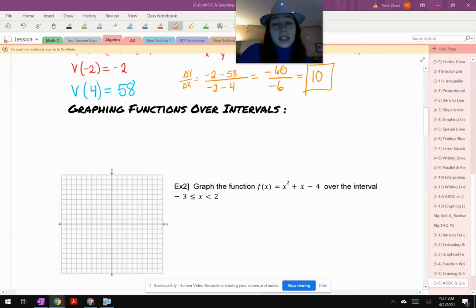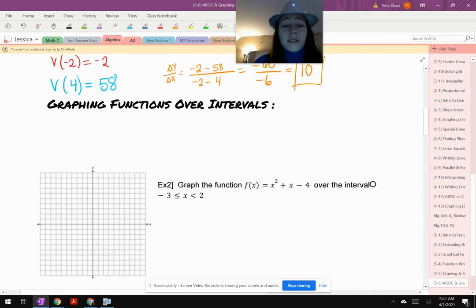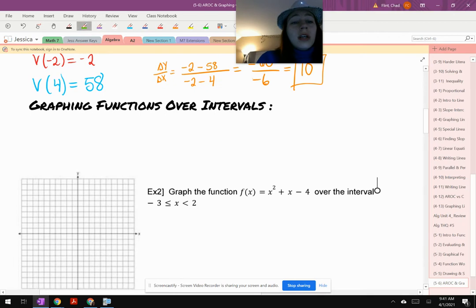This is part 2 of this 5-6 lesson, because average rate of change was really just a review of what we did last unit. And that is graphing over intervals, which is just like normal graphing, except you have to read a little bit more carefully, which I know is scary, and pay attention to the interval that they give you. So my advice, and in most cases what you'll need to do in order to get full credit for these questions, is you need to make a table of values.